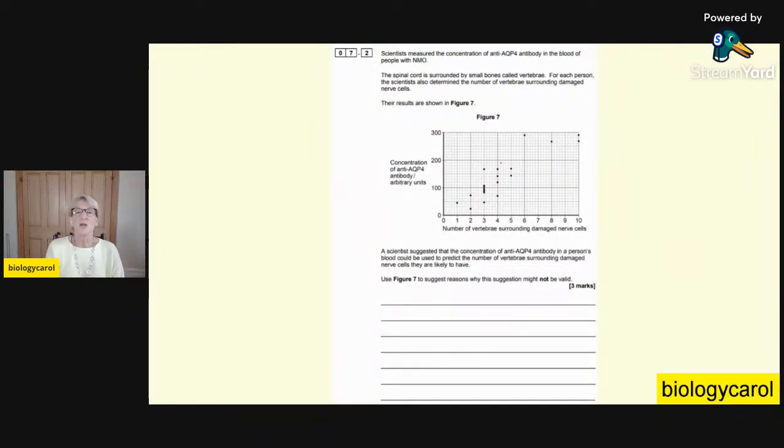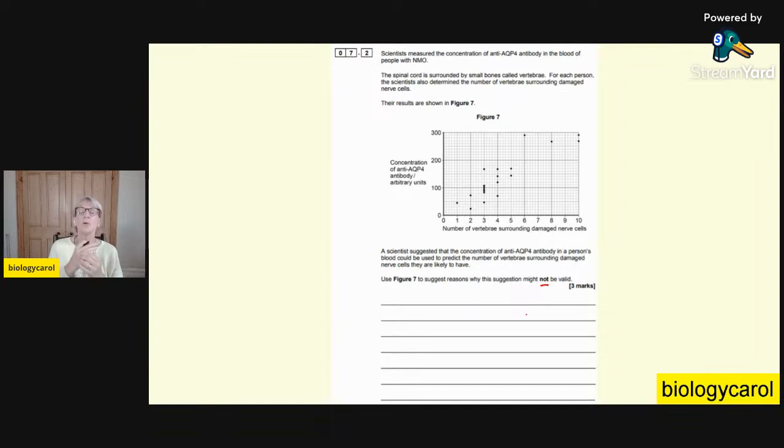Scientists measured the concentration of these antibodies in the blood of people with NMO. The spinal cord is surrounded by vertebrae. For each person, the scientists determined the number of vertebrae surrounding damaged cells, as well as the concentration of the antibody in the blood. And they produced this graph. It's a scatter graph. Scientists suggested that the concentration of the antibody in a person's blood could be used to predict the number of vertebrae surrounding damaged nerve cells. Use figure 7 to suggest reasons why this may not be valid.